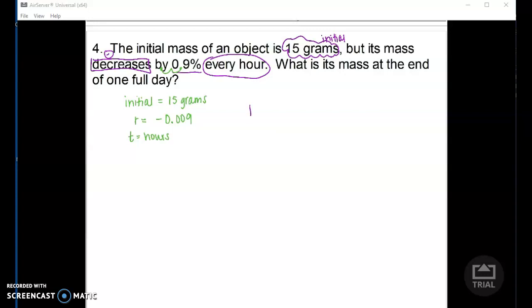Okay, so to make our equation P of t, the initial we said is 15. It's 1 plus, but because we have decrease, it's going to be 1 minus the 0.009 to the t power. Once again, t is in hours. So it says, what is the mass? So we're trying to find P of t at the end of one full day. Well, one full day in hours is going to be 24 hours. So we're trying to figure out, when t is 24, what is p? So we're going to do p of 24. We're going to plug in.